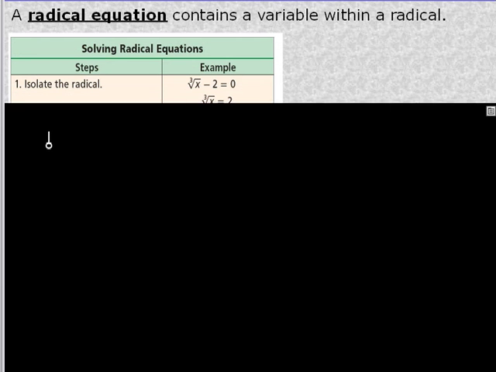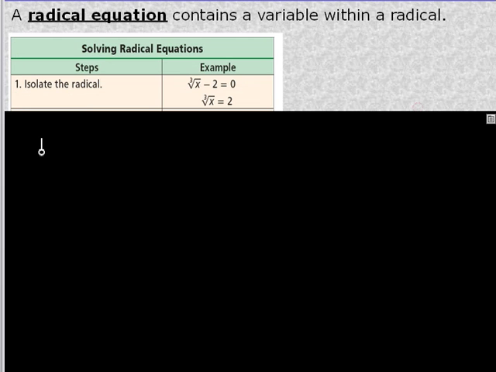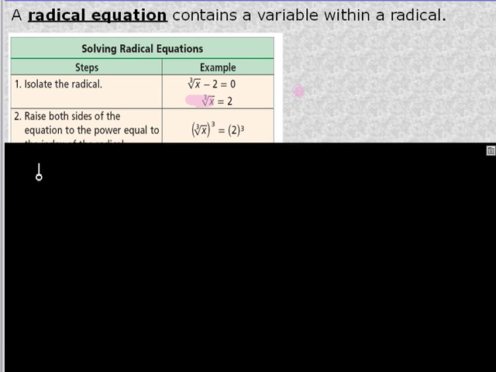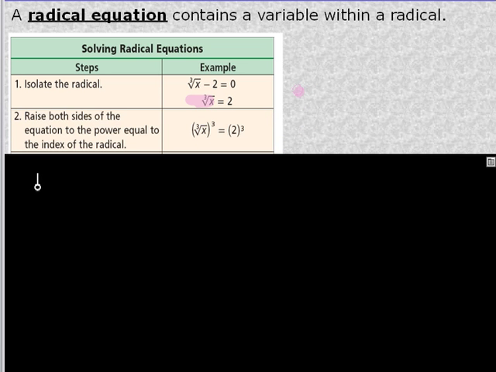And here are the steps. First thing you want to do is isolate the radical. So you want to get the radical, which in this case is a cube root, all by itself. And in order to do that, we have to add 2 to both sides for this example. But we want to isolate the radical because the next step, we're going to raise both sides of the equation to the power equal to the index of the radical function. So in this case, our radical index is 3, so we're going to raise, or cube, both sides of the equation.